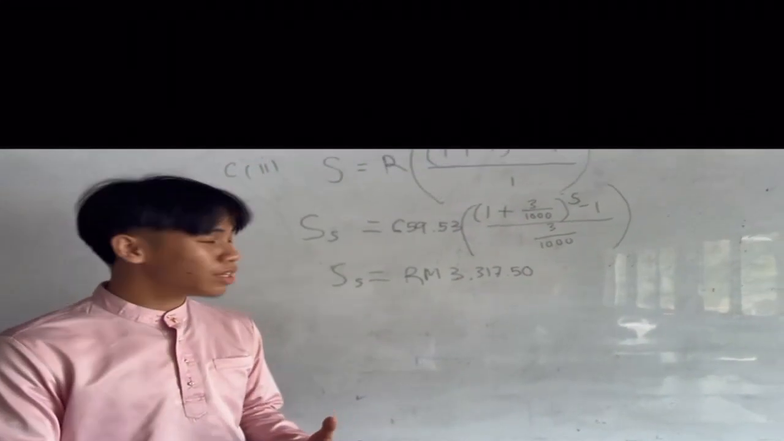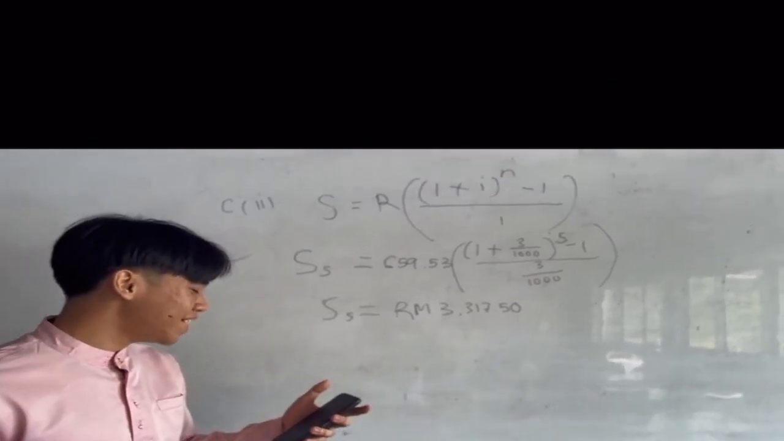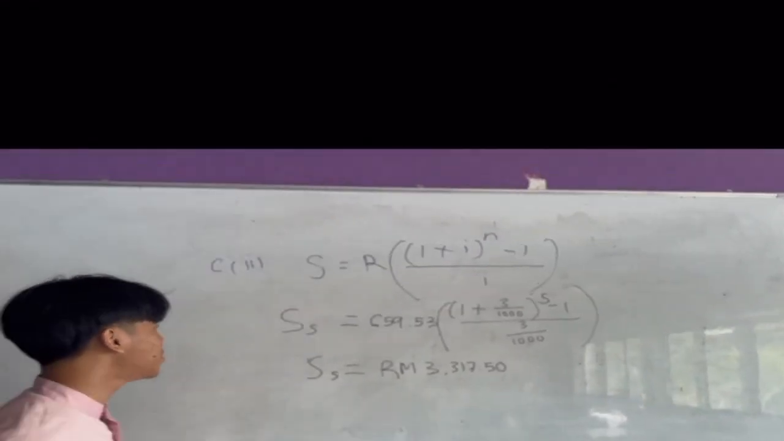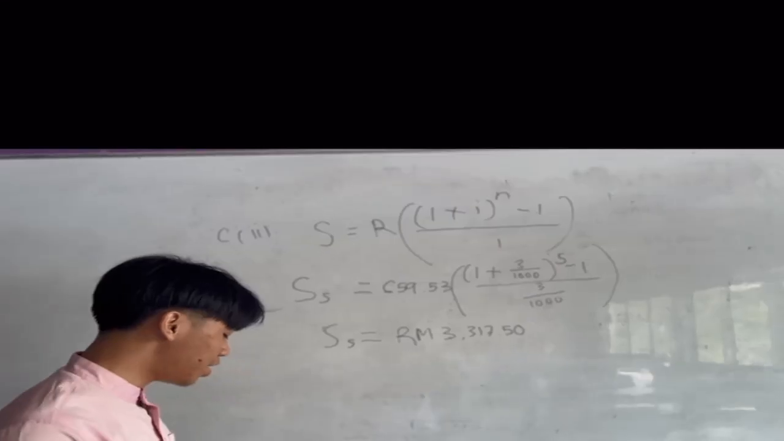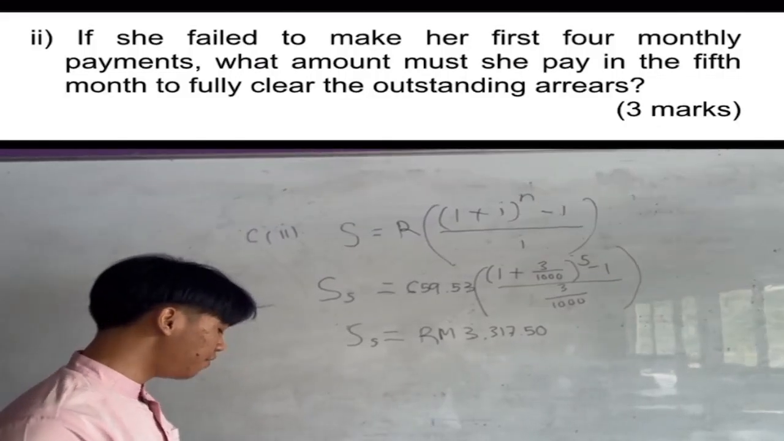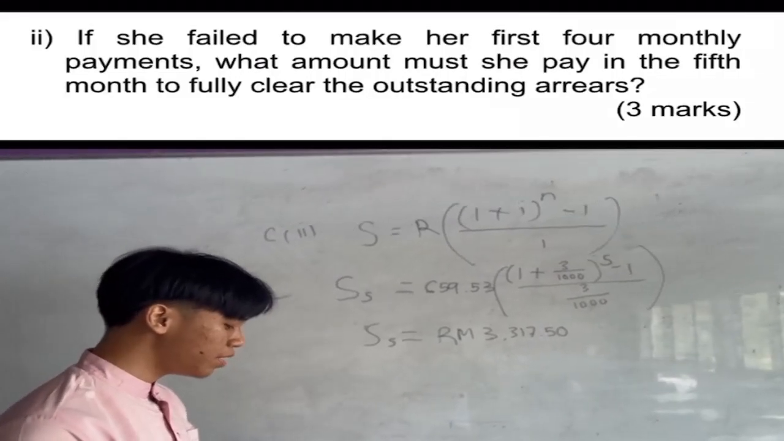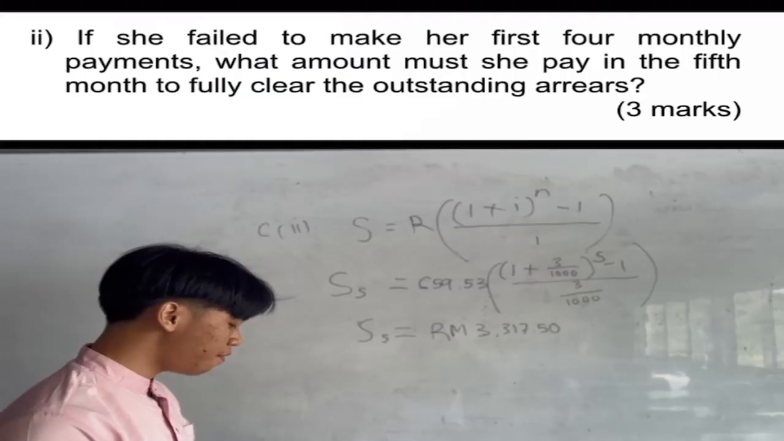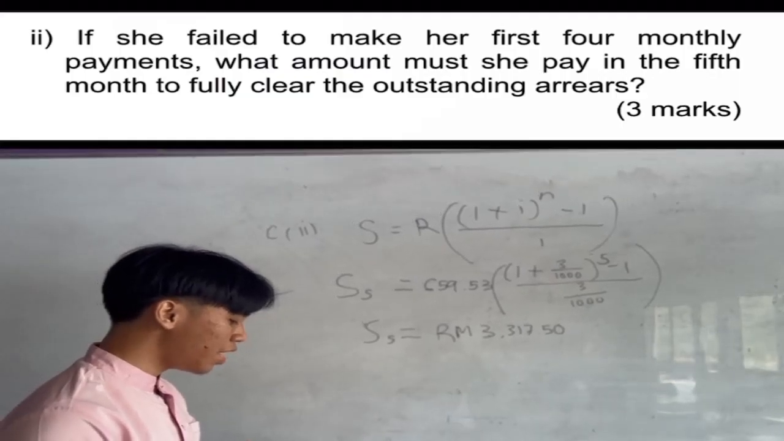7,499.48. Back with me, Ivan, and I'm going to explain question C number 2. So in the question, it said if she failed to make her first 4 monthly payments, what amount must she pay in the 5th month to fully pay the outstanding arrears?